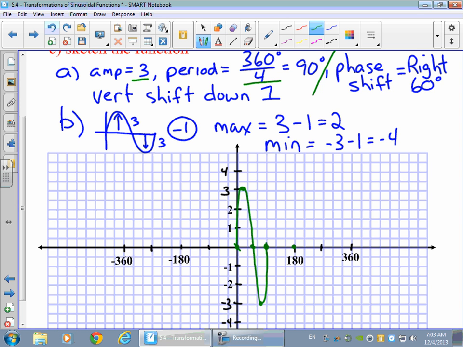And so this will be my 0. Halfway between is my other 0. And I can just kind of continue this out to the 360 degrees and do a decent job with it, but I'm not going to be too fussy. Again, I have to go halfway up to here, and then down, up, and then down.